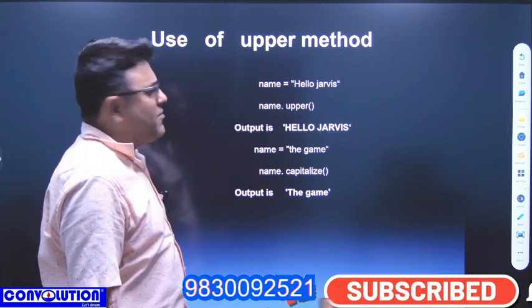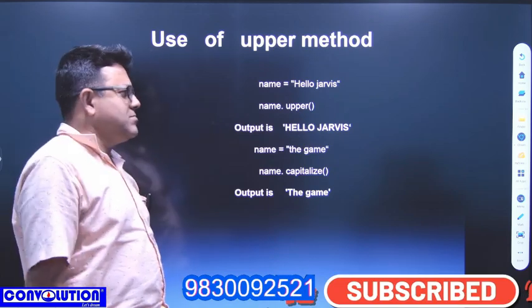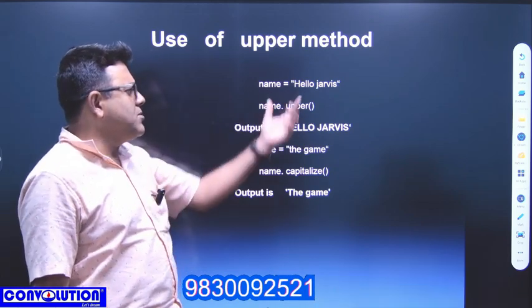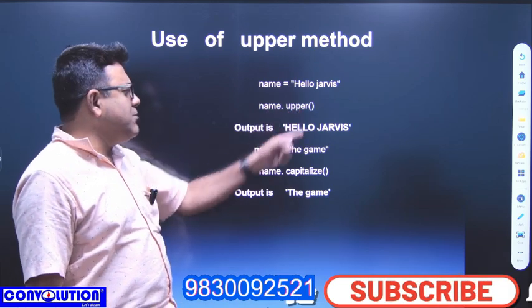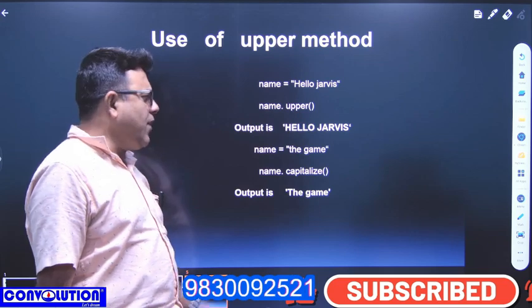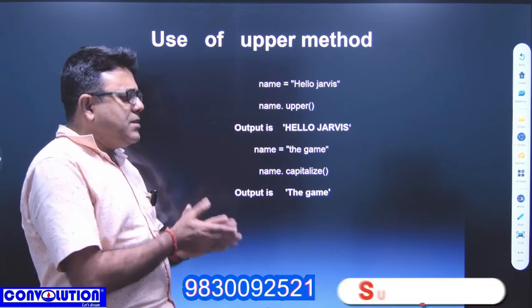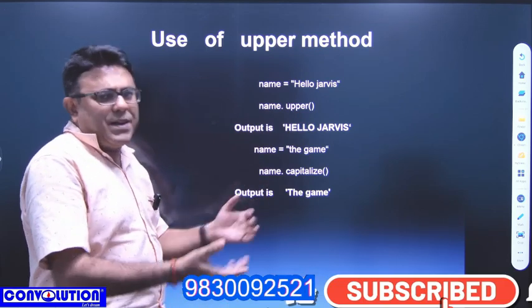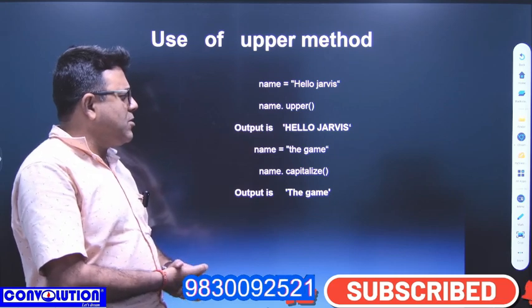Now we have another method called upper. Look at this name. I said hello space job is, and then I said name.upper. So the entire thing is becoming uppercase. If I want to transform something into uppercase, we use a method called upper.